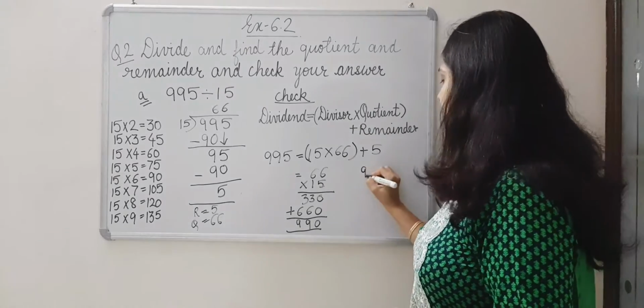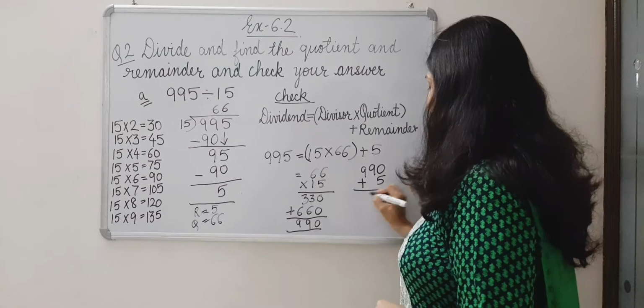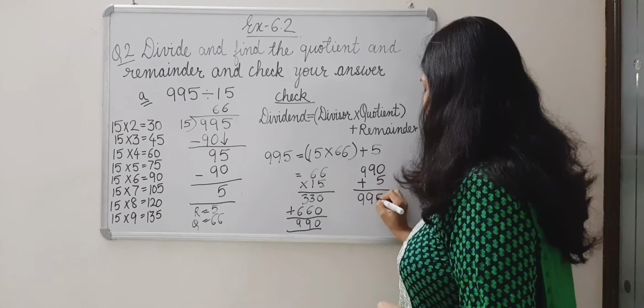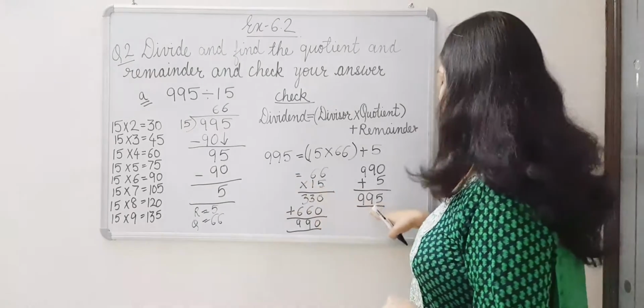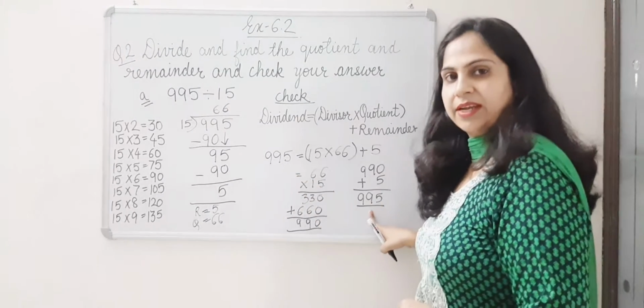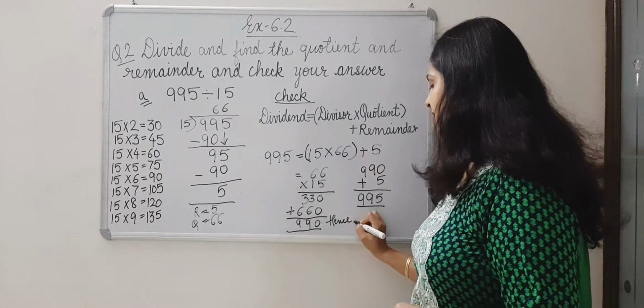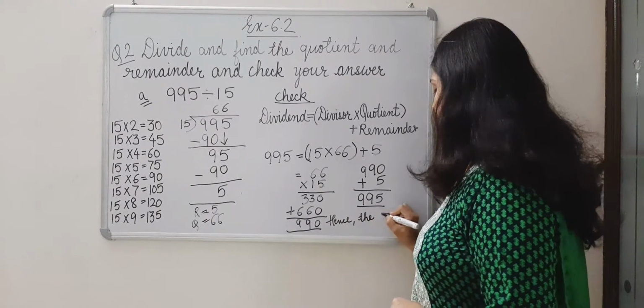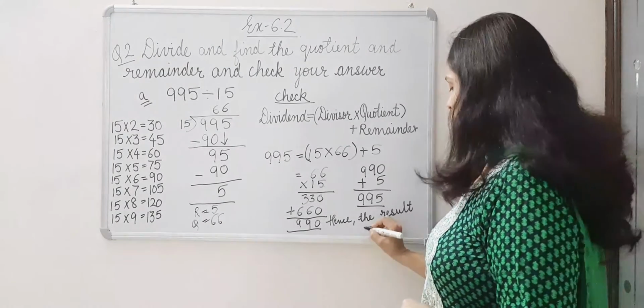Now we have to write 990 here, plus we have to add this remainder. Now our final answer is 995. It is also 995 and this side is also 995. Hence, the result is correct. The same sentence we wrote in our question number 1 also.